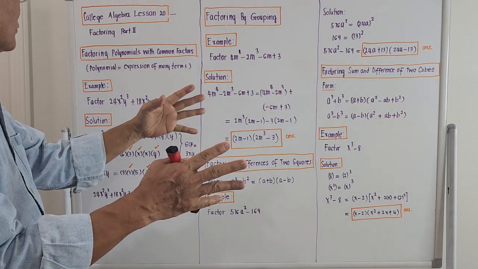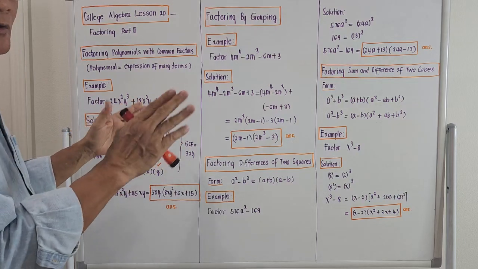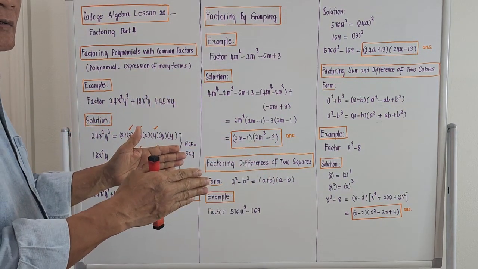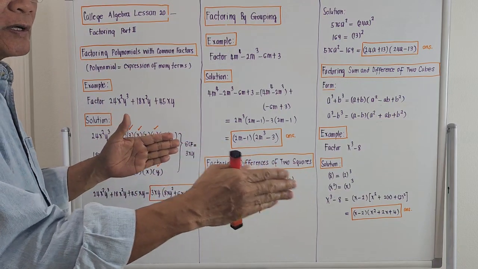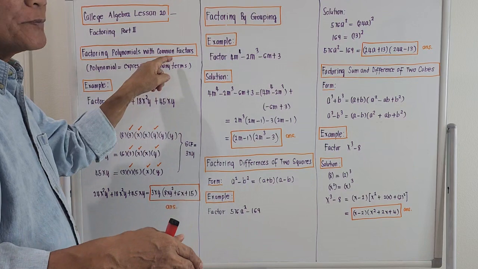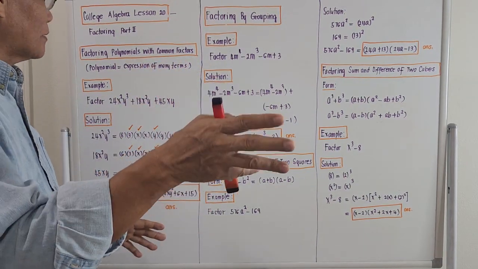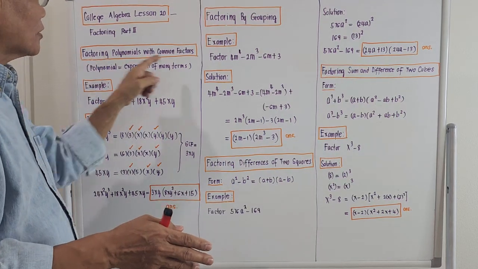Okay, what is a polynomial? A polynomial is an expression that contains many terms. So if it contains 3 terms and there are common factors, on how to factor it out, it should be by common factor. Let's bring out an example so we could visualize the importance of factoring by using common factors.